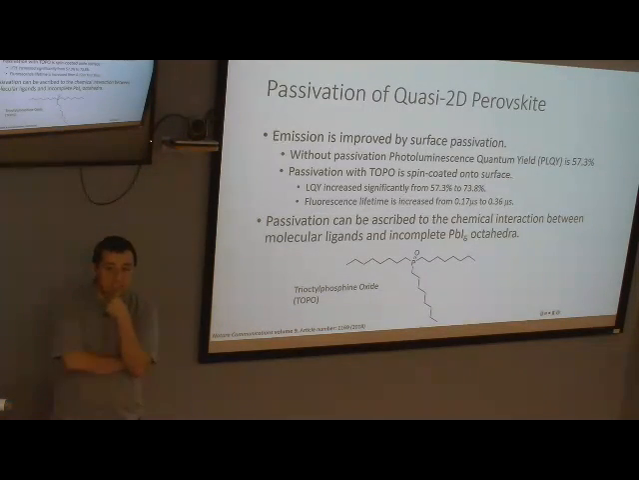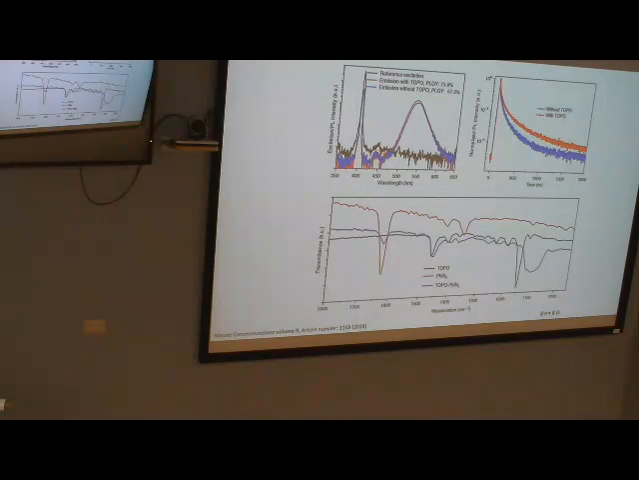If you don't really know what passivating means, it just means it's binding to the molecular ligands. In this case, since the perovskite has the octahedral cage I was mentioning, it was binding to the uncompleted octahedral cage. So with this passivation, they were able to get these nice charts.